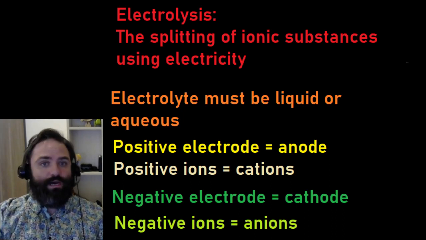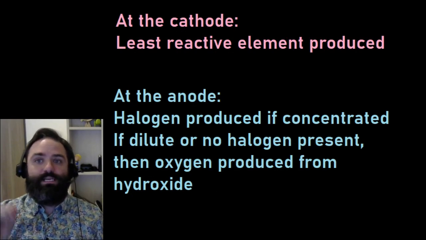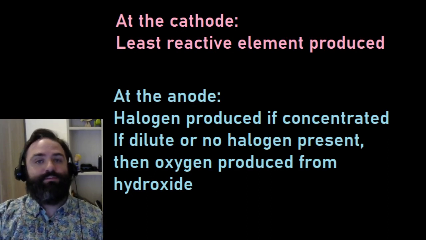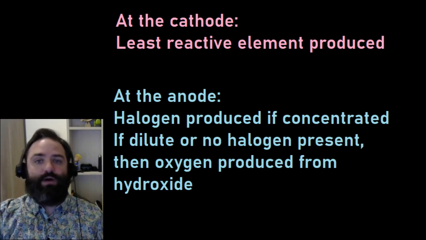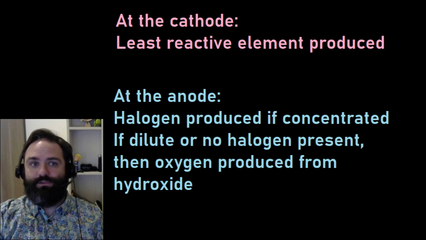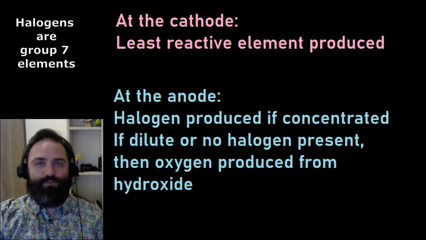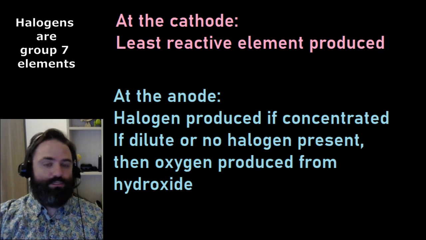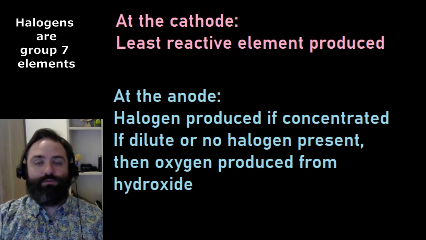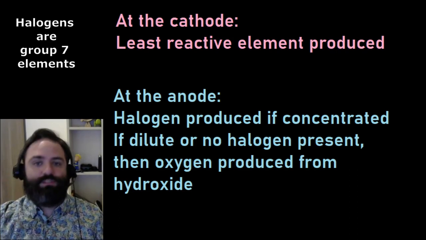When there's more than one anion or cation, there is a system to work out what's being produced. At the cathode, the least reactive element is produced. So, for example, if you've got hydrogen and sodium ions, hydrogen is less reactive than sodium, so hydrogen will be produced and sodium will be left in the solution. At the anode, if there's a halogen present and the solution is concentrated, the halogen, fluorine, chlorine, or iodine, is produced. If the solution is dilute, or there is no halogen present, then oxygen is produced, which comes from the hydroxide ion. So all of that was covered in a previous video. Go back and watch that for more detail.